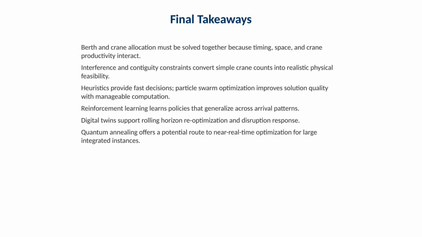Heuristics provide fast decisions. Particle swarm optimization improves solution quality with manageable computation, and reinforcement learning can learn policies that generalize across arrival patterns. Digital twins support rolling horizon re-optimization and disruption response. Quantum annealing offers a potential route to near real-time optimization for large integrated instances.